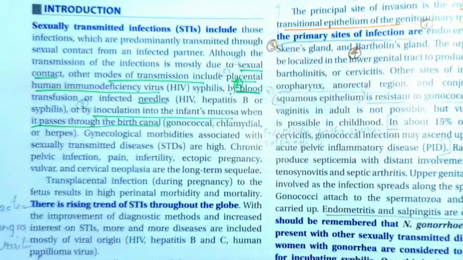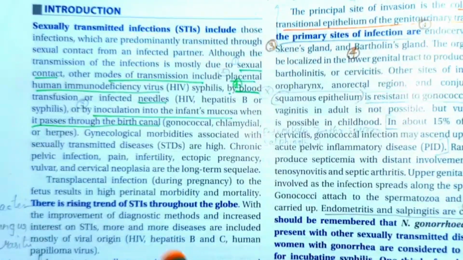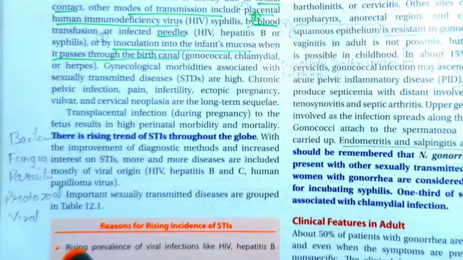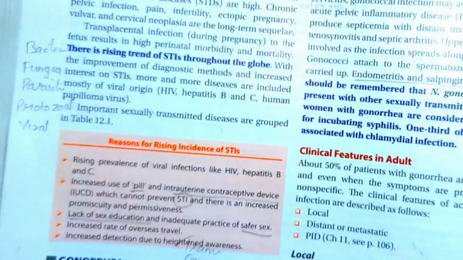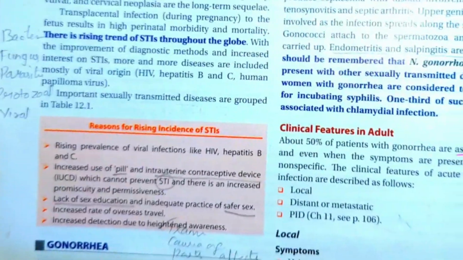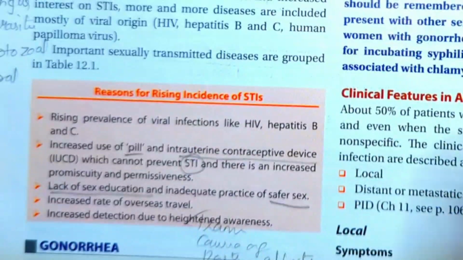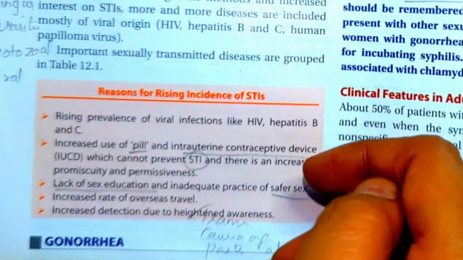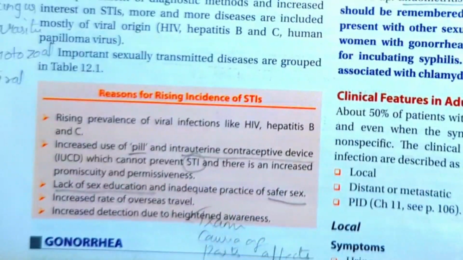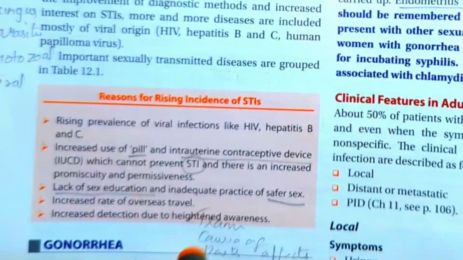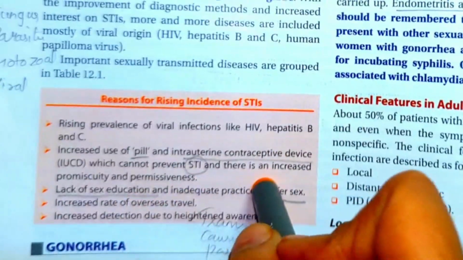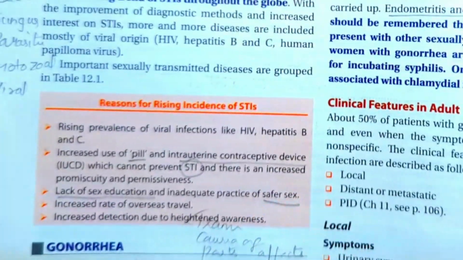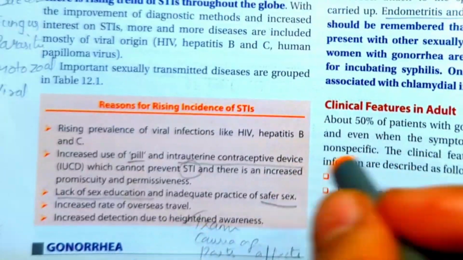Mostly we have to find out what the cause of the sexually transmitted disease is. It can be bacterial, fungal, parasitic, protozoal or viral. Risk factors: people who use contraceptive pills or an intrauterine contraceptive device cannot prevent STDs by using them. Only barrier methods, using condoms and diaphragms, can prevent STDs. Others cannot prevent STIs. Lack of sexual education and practice of safer sex should be advised to prevent these.